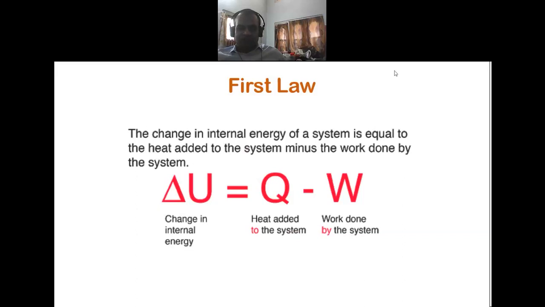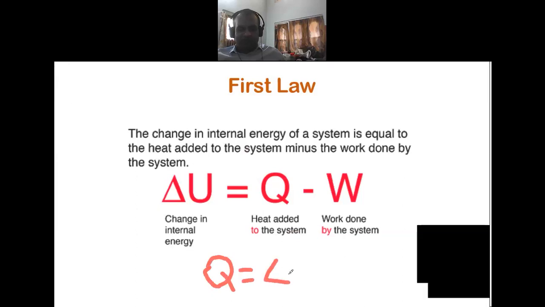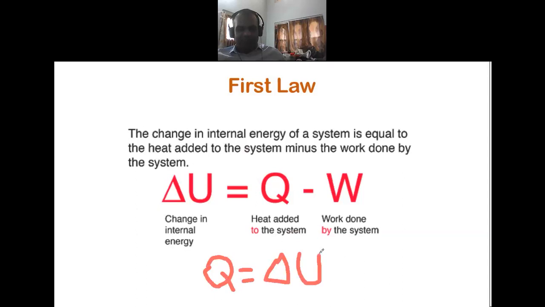Okay, so can I write here something? Let me just try. Yeah, I think I can write something. So Q is equal to delta U plus W. Q is heat supplied, delta U is increase in internal energy, and W is the work done by the system. Okay, so this is basically the first law.